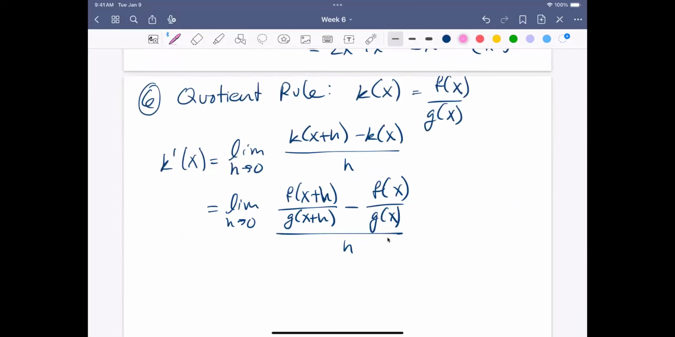There's sort of two ways to tackle it. I could combine the top to get a single fraction. Or another option that I'm going to do is I'm actually going to multiply both the top and the bottom of my big fraction by all of the factors of the denominators that I see. So basically by my g of x plus h times g of x. And I'm going to do that on top and bottom.